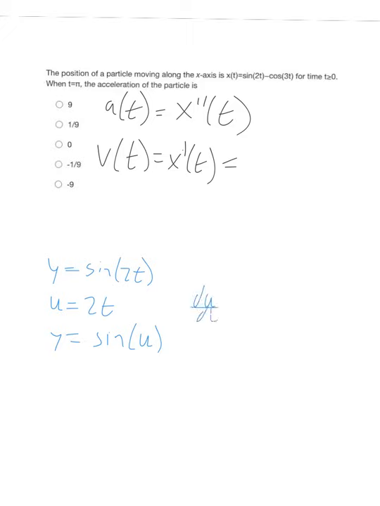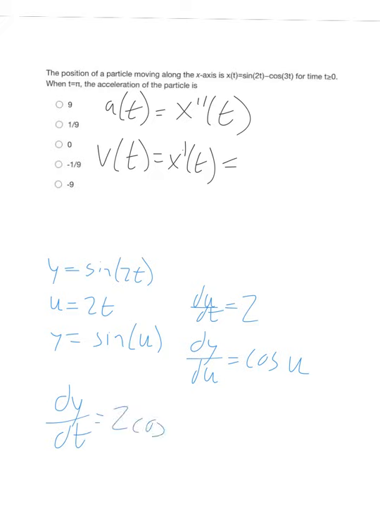du dt equals 2, dy du equals cosine of u. Multiply those two things together, dy dt is going to equal 2 cosine, and I can't leave that as cosine of u, I have to substitute back, so I'm going to do that all in one step and make that cosine of 2t, because u, again, is equal to 2t. More or less the same thing will happen in the other part, so I'm going to skip that.